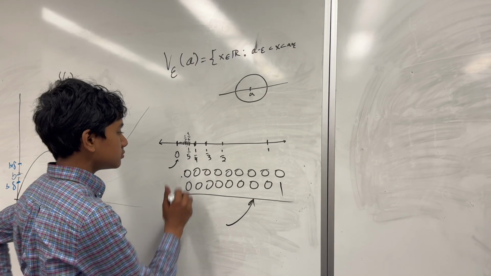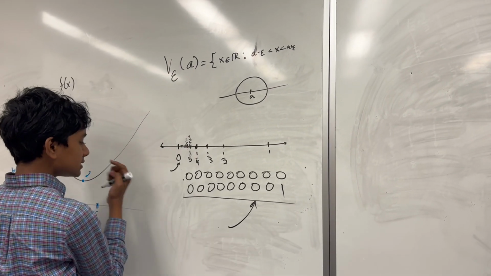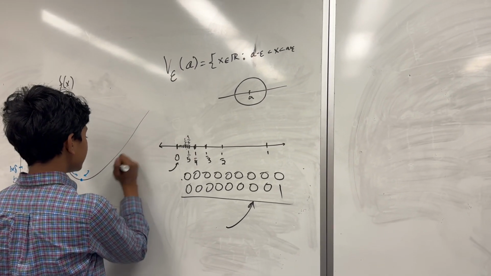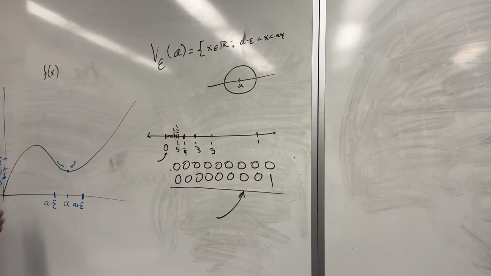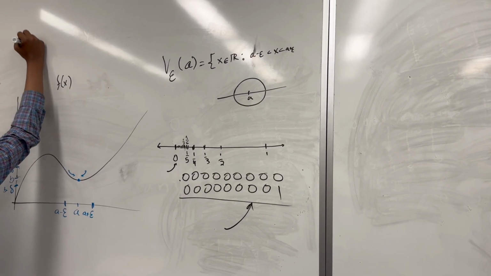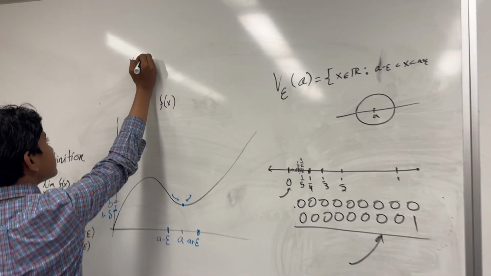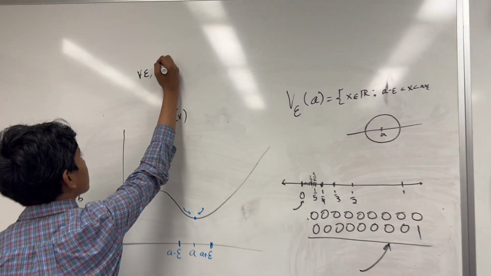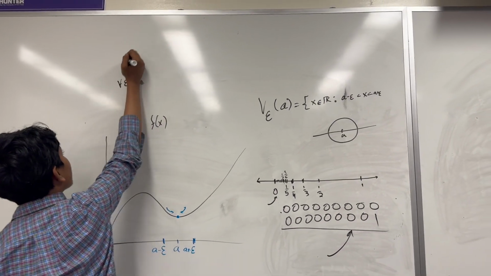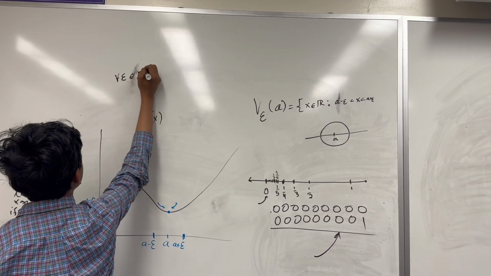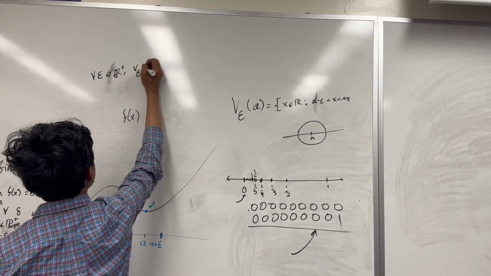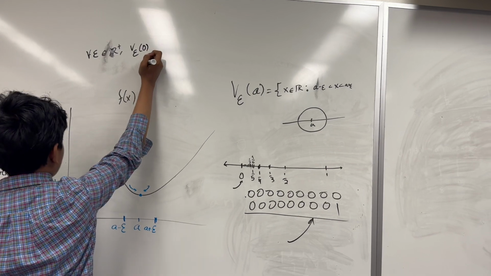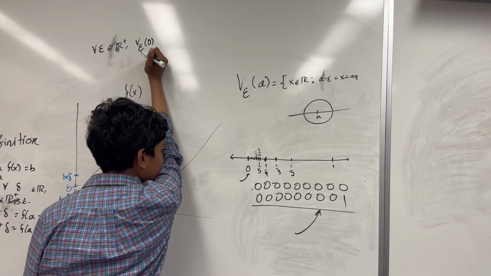So here, let's say the thing about 0 is it's a very special number. Why? Well, for all epsilon in the positive real numbers, the epsilon neighborhood, okay, let me think.